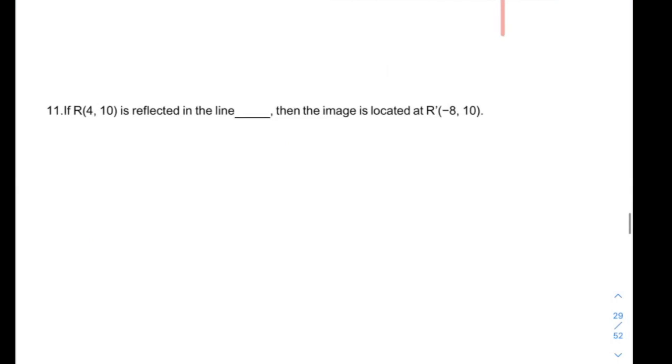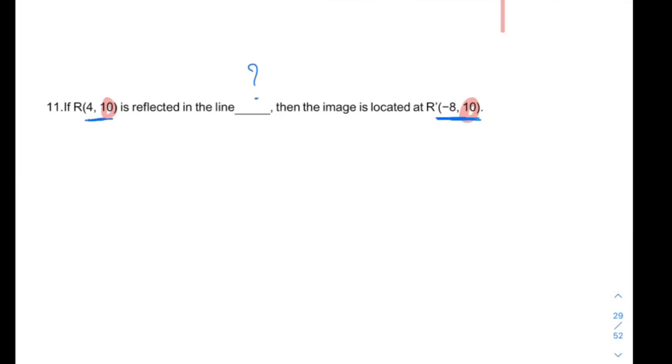If R(4, 10) is reflected in a line, then the image is located at (-8, 10). As you see here, 10 remains the same. The y coordinate is the same. So what will happen? They are at the same level of y, and the line of reflection will be exactly the midpoint between this part and this part. It is midway between 4 and -8.